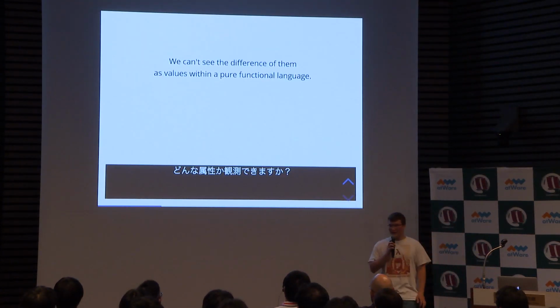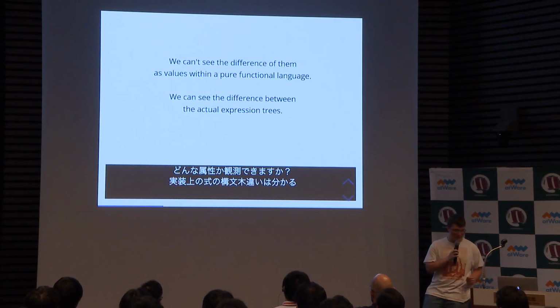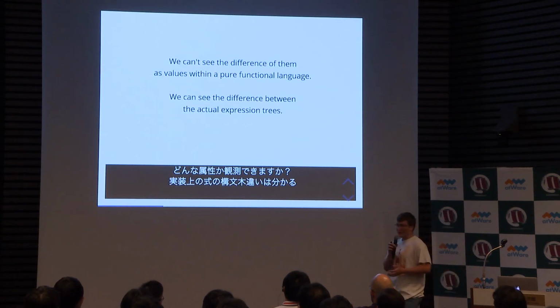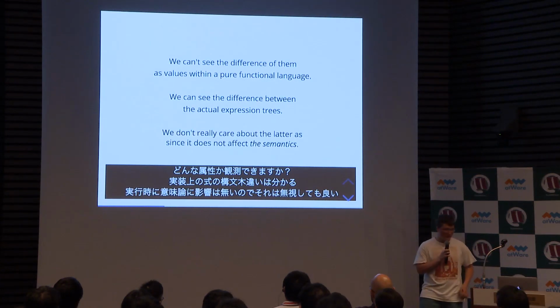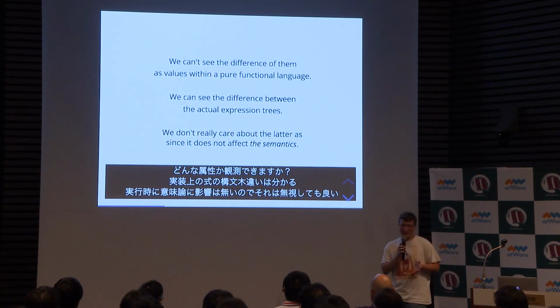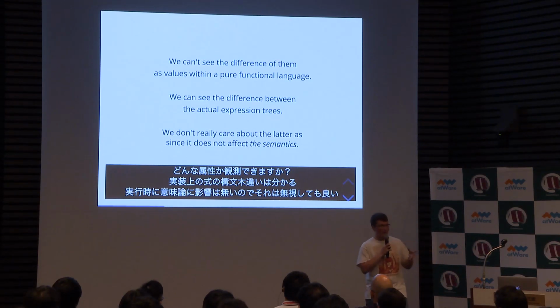So we cannot see the difference between those two functions as values within our pure functional programming language. However, we can see the difference between them as expression trees. But we don't really care about the latter because that doesn't affect our semantics. Like the code is going to be the same. It's going to work exactly the same. All of the properties are going to be the same. And remember, this only applies as long as we care only about semantics.